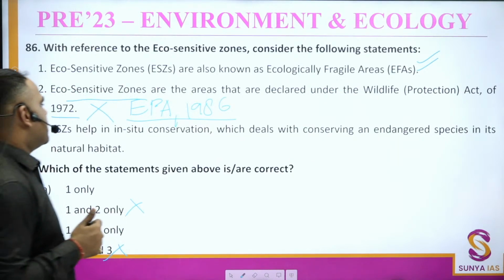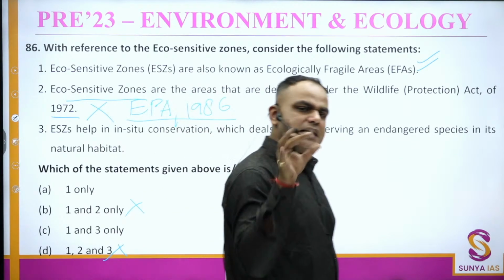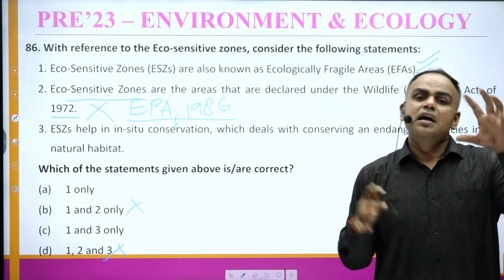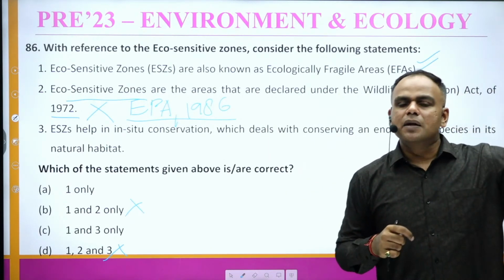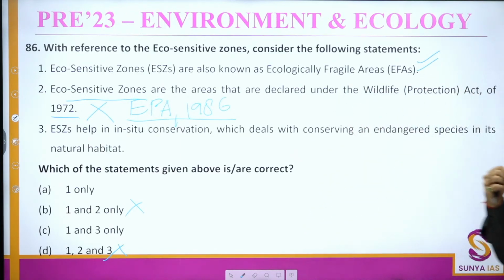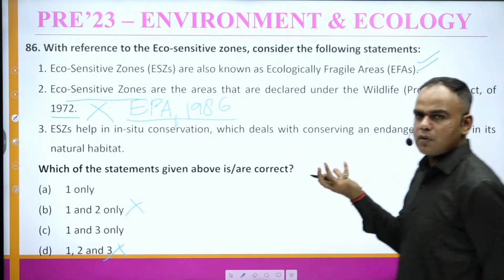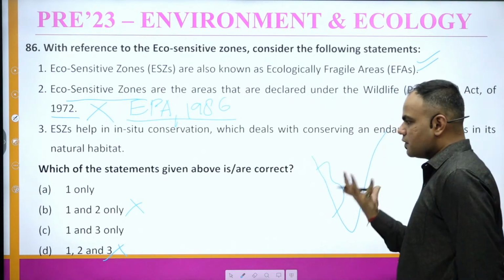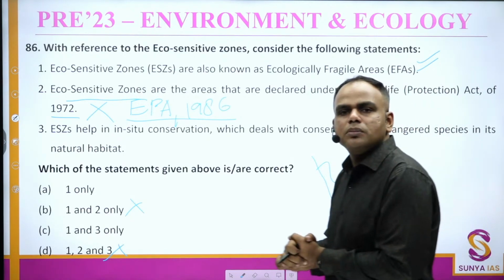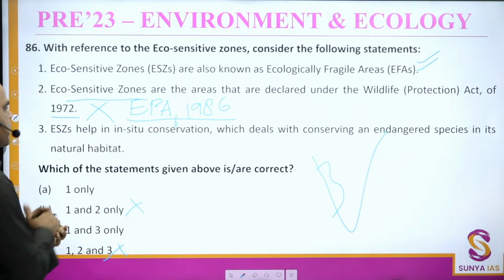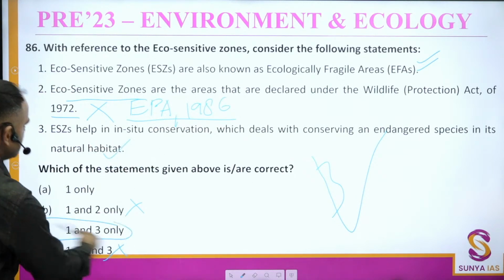Eco-sensitive zones help in situ conservation. What is in situ? In situ means the conservation will happen in that place only. Ex situ means the conservation will happen in another place. Now give me please examples of both in situ and ex situ. In question number 86, if you declare a region, let's say the Western Ghats, as an eco-sensitive zone, of course it will help in situ, because human-made interventions and activities will not be allowed here. So this is true. The answer is 1 and 3 only.